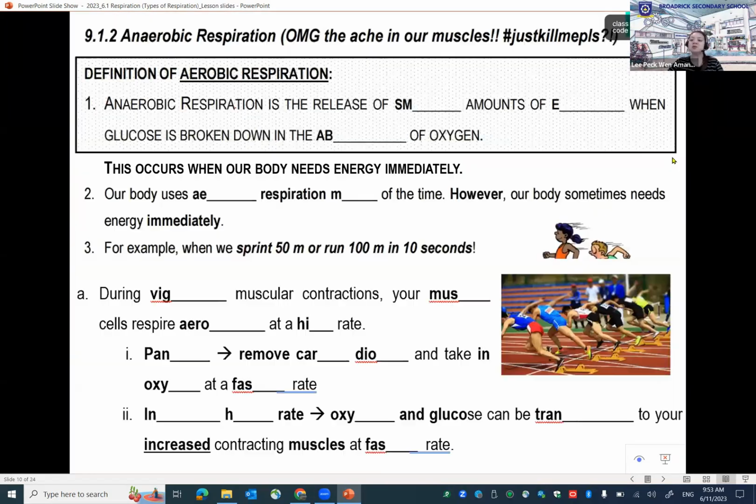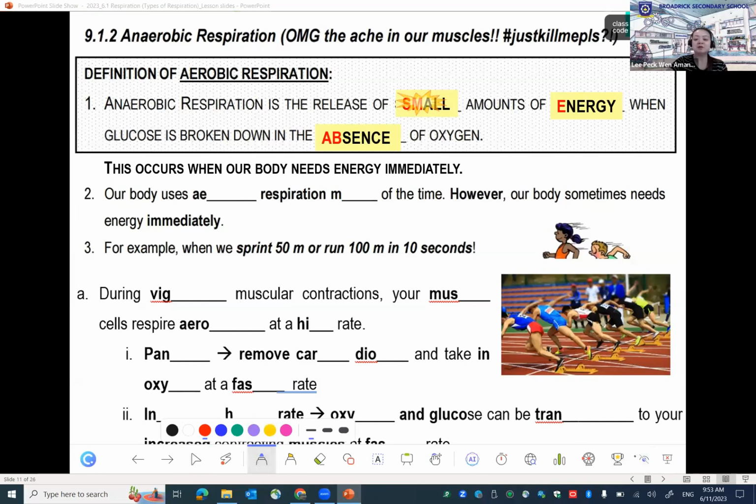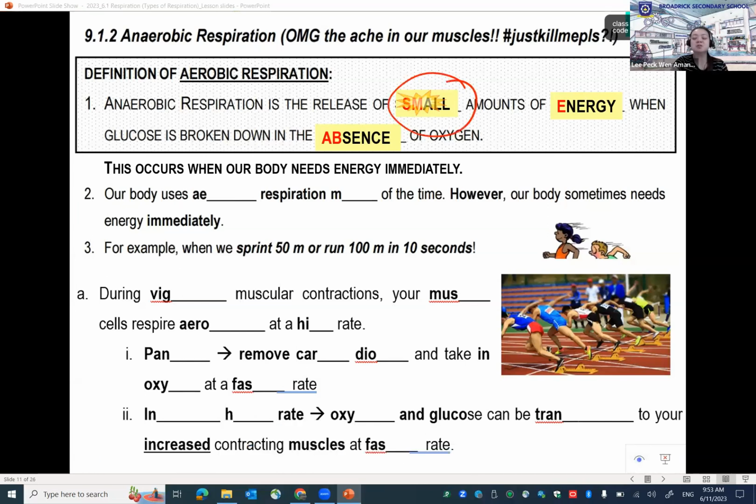Okay, so today we're going to be talking about anaerobic respiration, which is the release of small amounts of energy when glucose is broken down in the absence of oxygen. So take note, we are talking about the first difference already. A small amount of energy, that is the first difference as compared to aerobic respiration. The next difference, which is your 2D, is the fact that it's done in the absence of oxygen.